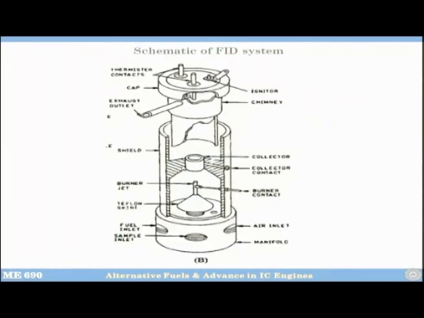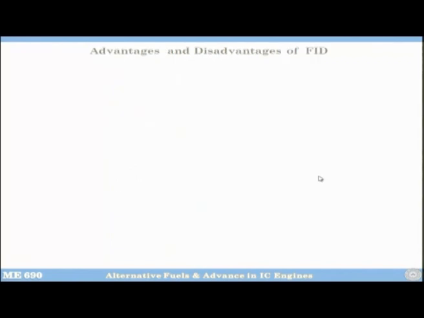This is just a 3D schematic, just to give you an idea. Here the fuel is entering, here the sample is entering, here the exhaust is entering, this is your burner. Okay. This is the burner jet coming out, this is the burner contact, this is the collector of the ions. And here you have all these igniters, thermistors, and this is the exhaust that is going out. So, this is not a very big unit, but these can be a part of a big analyzer. These can also be standalone units and they are very quick.